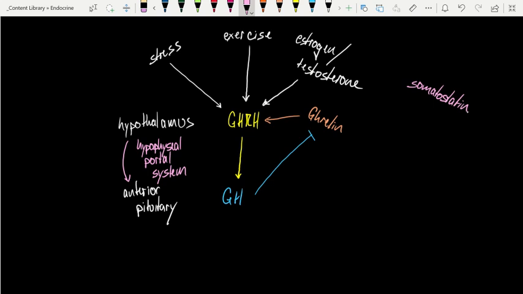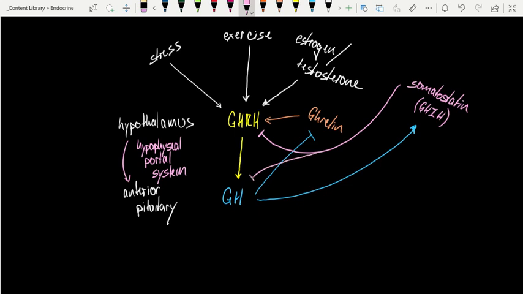Just like we saw in the gut, somatostatin is the general off switch for growth hormone. It's also known in the brain as growth hormone inhibitory hormone, or GHIH. And somatostatin is stimulated by growth hormone and works to block the release of GHRH and inhibits growth hormone. So there's the negative feedback.